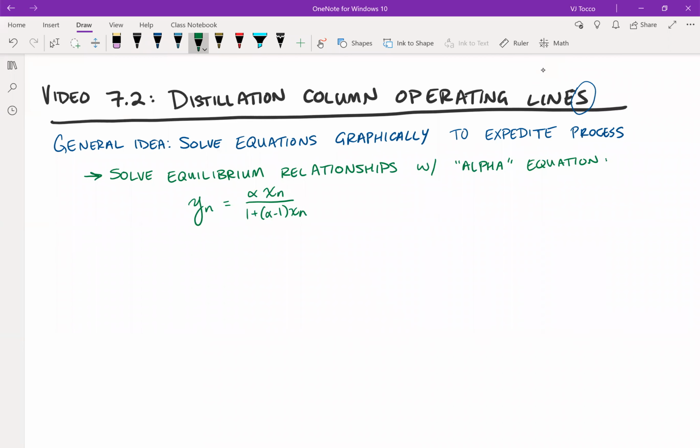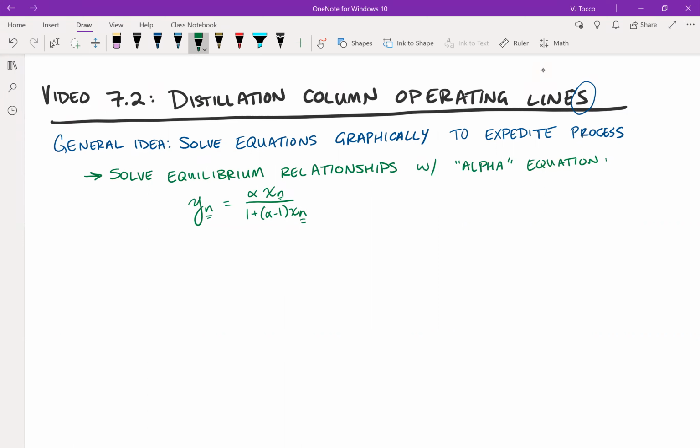So just real quickly to start, remember that an operating line is a description of all possible material balances. And the other half of solving these problems is satisfying the equilibrium relationships. So you can generalize the equilibrium equation with the alpha equation: y sub n is equal to alpha times x sub n over 1 plus alpha minus 1 times x sub n. Notice that the subscripts are matching: yn, xn, and xn, where little n corresponds to the stage that you're talking about.